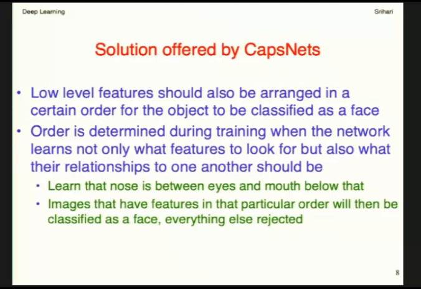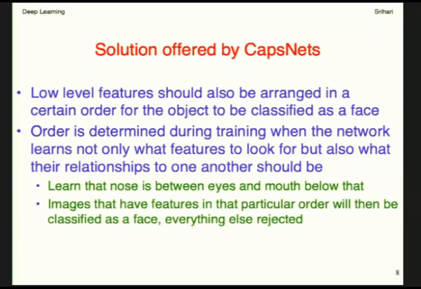So the solution offered by Capsule networks is that low-level features should also be arranged in a certain order for the object to be classified as a face. Somehow ordering information has to come into play. And order is determined during training when the network learns not only what features to look for, but also what their relationships to one another should be. Seems like a very obvious thing to say, but that's not how these deep learning networks have been working.